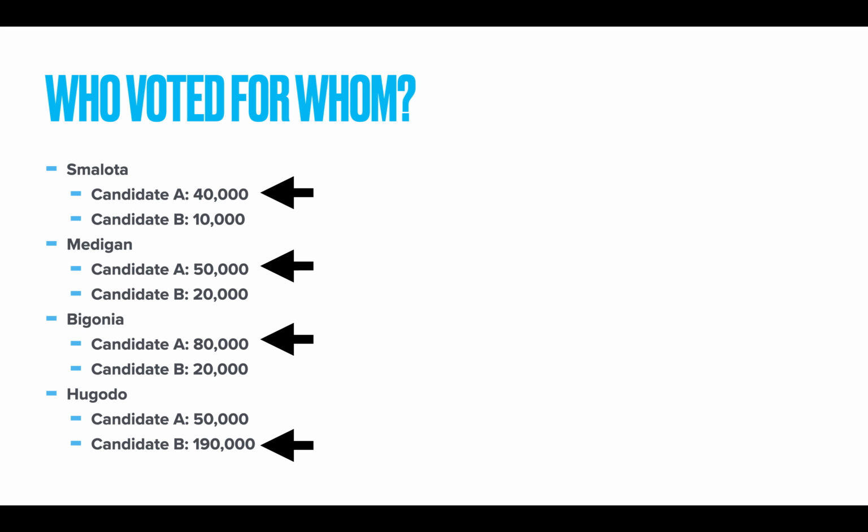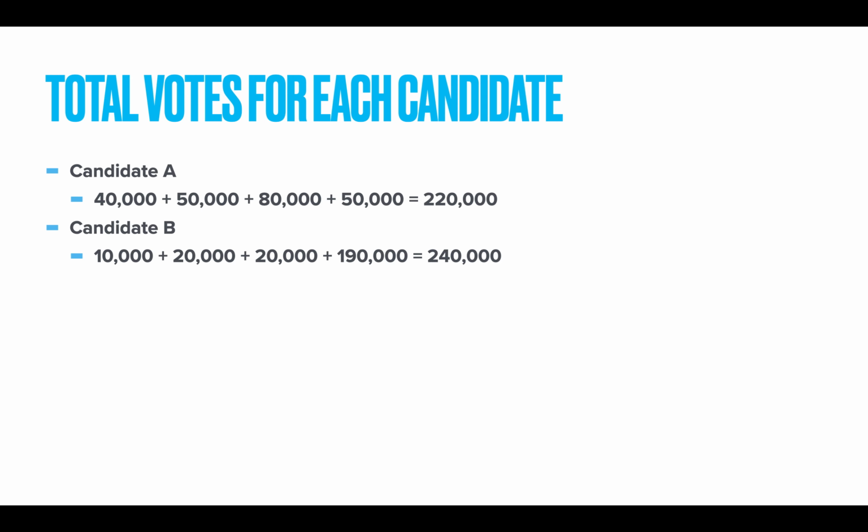First, we look at the votes each candidate received overall. We add up each vote from each state to get the popular vote. It does not matter if candidate A or candidate B won in a state, both of those votes are counted. So we're going to add it all together.